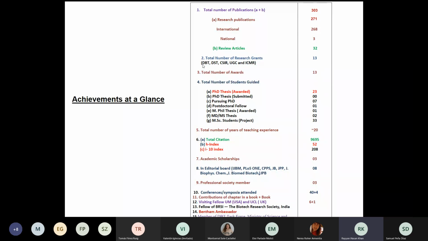I got funding from DBT, DST, CSIR, UGC. All of them are very good funding agencies from India. My citation is around 13,000 now. And I'm a visiting fellow to University of Michigan, USA, and University College London, UK. I'm an editor of several journals.